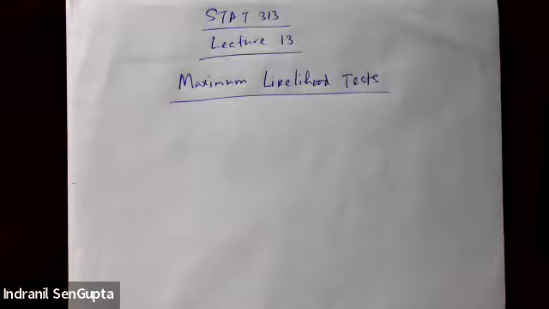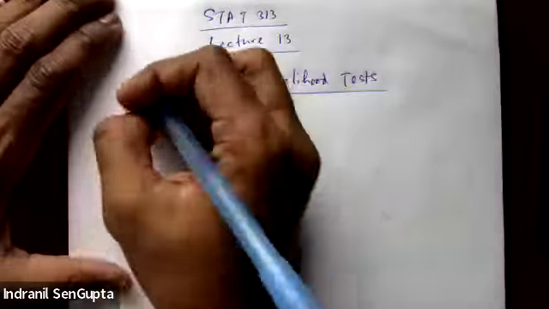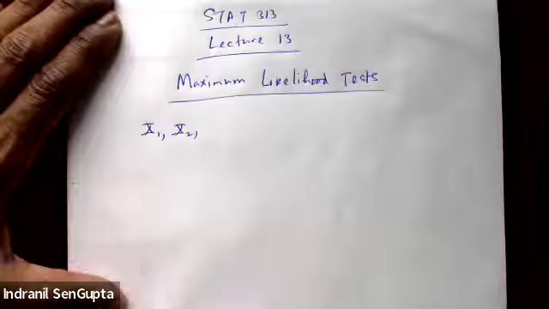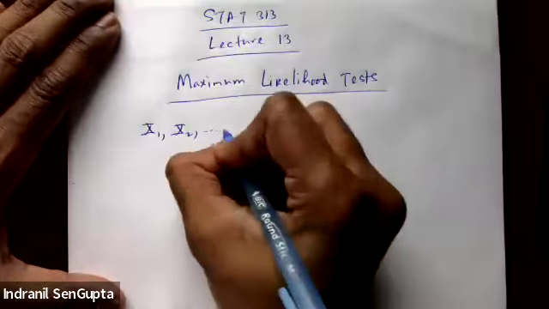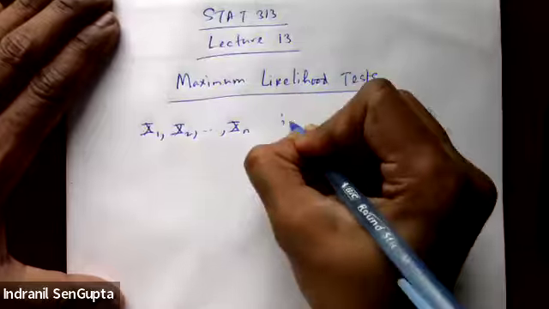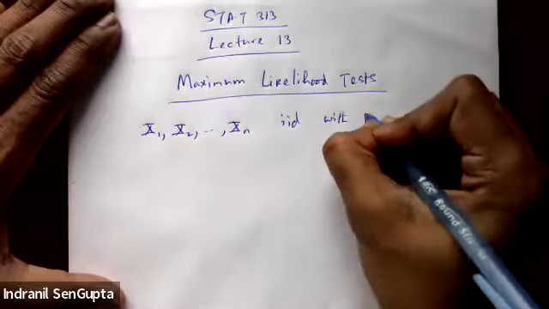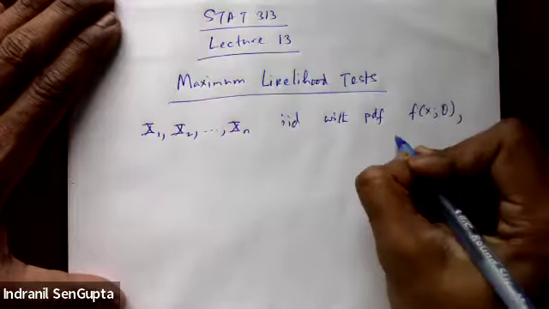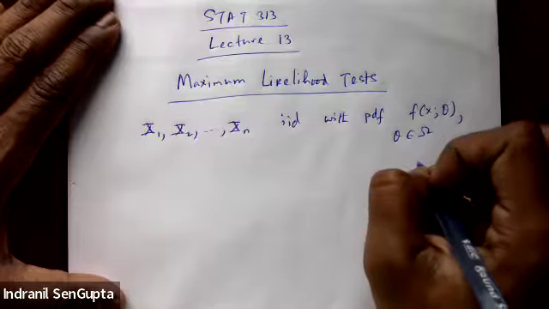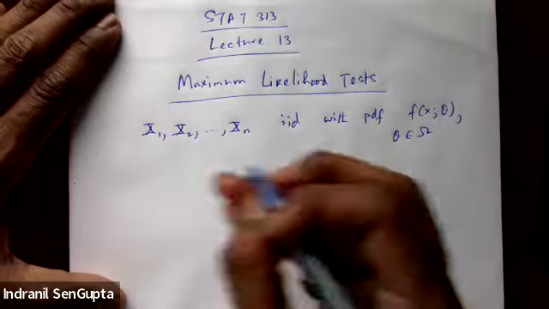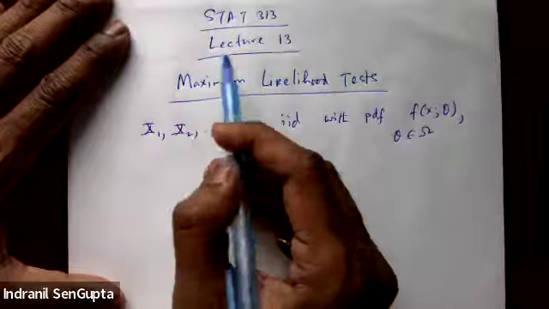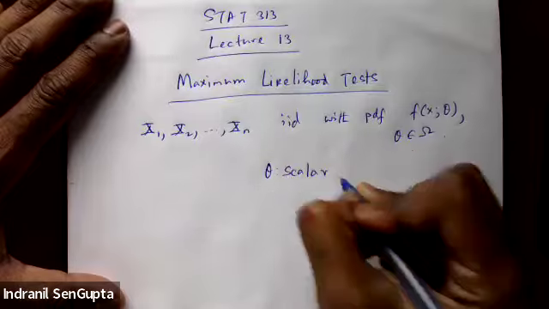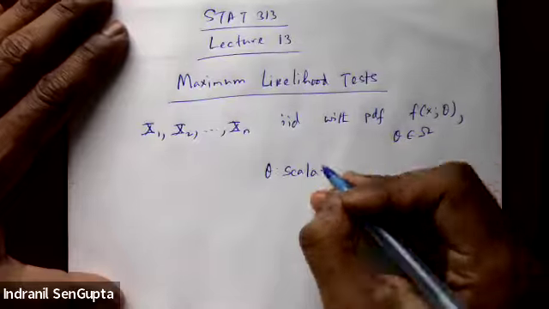Now, today, what we're trying to do is the following. Suppose we have IID X1, X2, ..., Xn with PDF f(x; theta), where this theta is in the set Omega. Now, for the purpose of this section, we'll be considering theta to be a scalar. Later on, we'll be generalizing this to a vector, right?